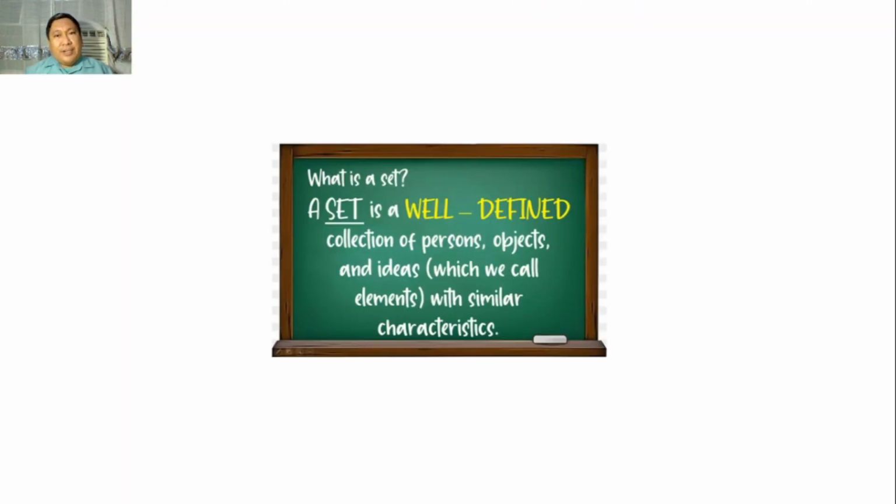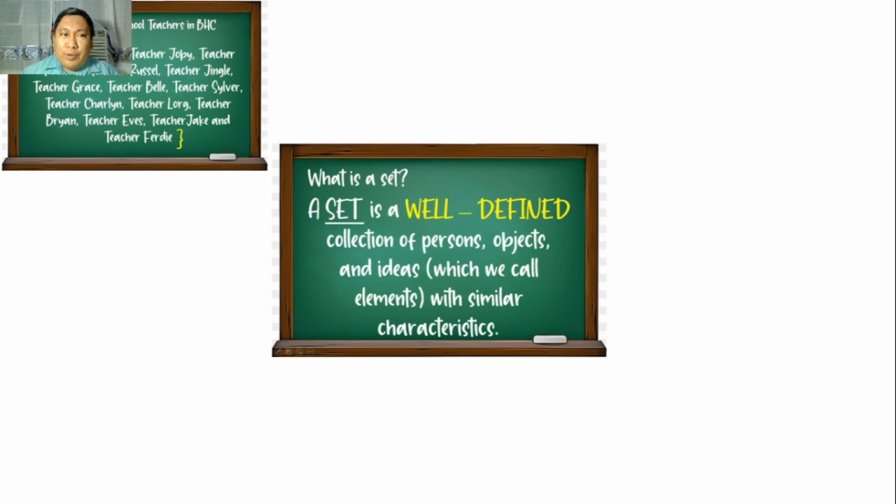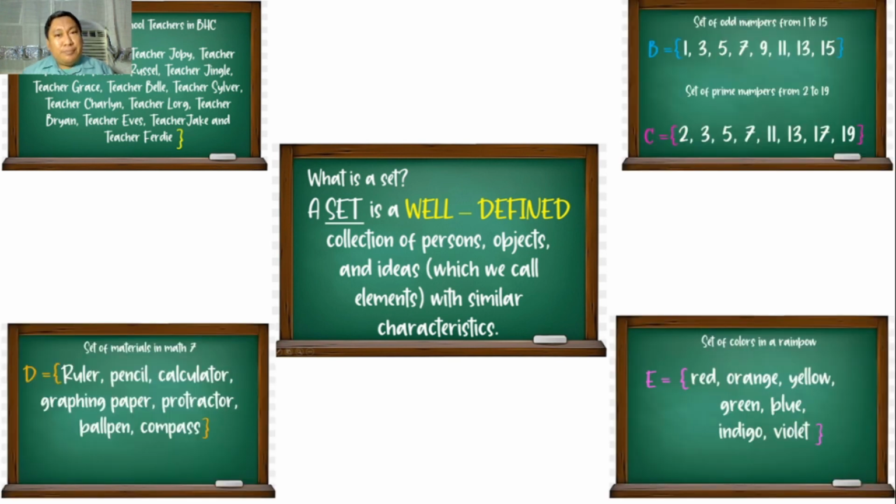So, let's have a summary of what has transpired in our lesson today. We have defined what a set is, and we have also distinguished a well-defined from a not well-defined group. When we say set, it is a well-defined collection of persons, objects, and ideas, which we call elements, with similar characteristics. And how do we name sets? We need to use a capital letter and braces. So these are the examples of a well-defined set.